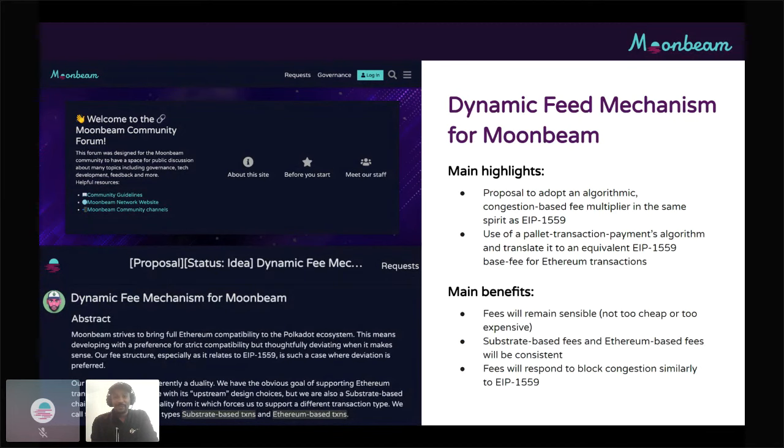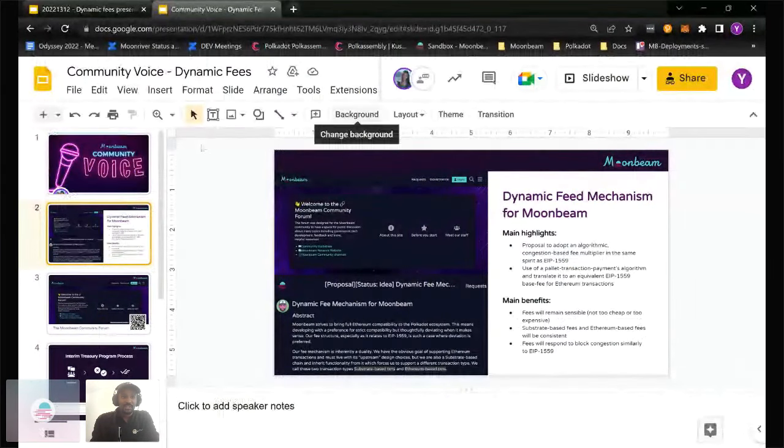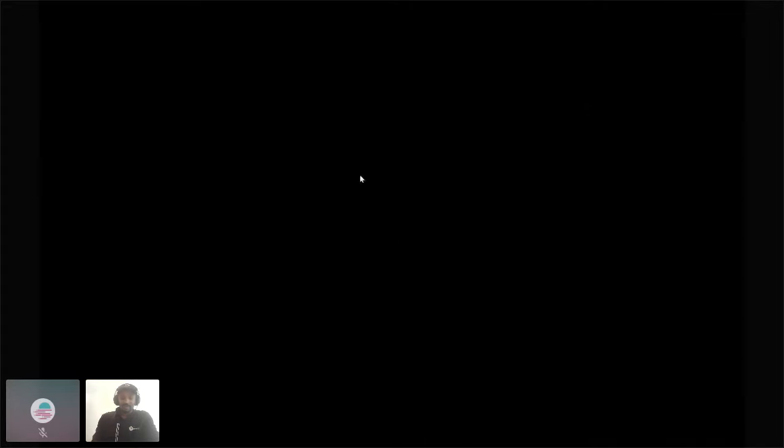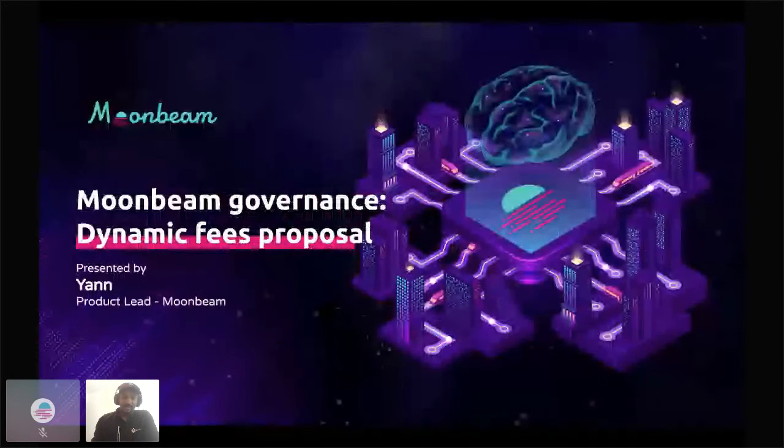But before we go into this, which is a highly technical topic, I will take the opportunity to share this presentation with you, which is also a deep dive into how fees are working in Moonbeam.